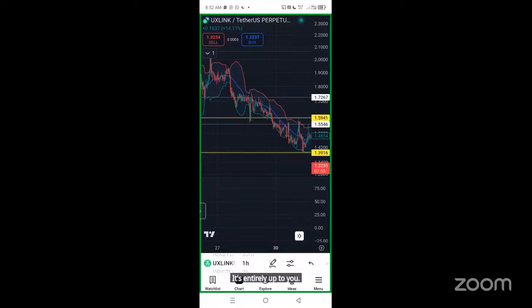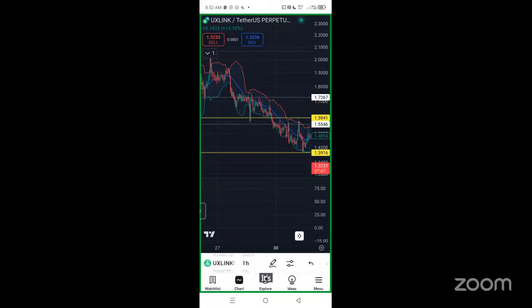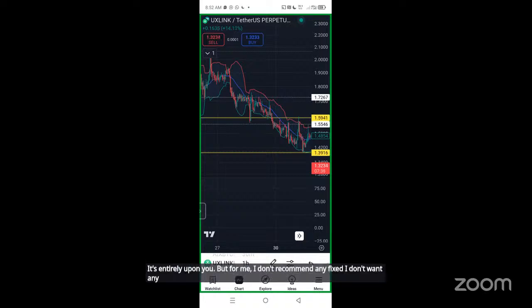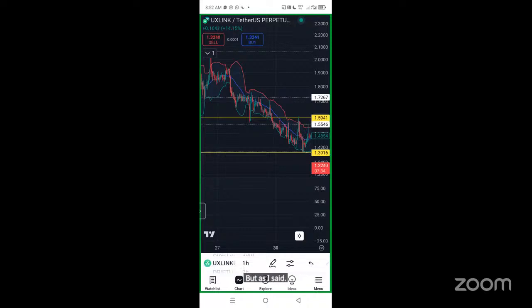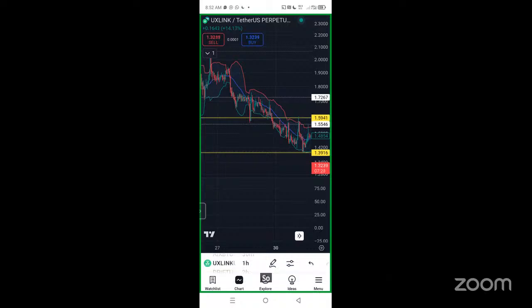If you design your strategy in such a way that you look at the market in a bigger time frame and then maybe enter in a smaller time frame, it's entirely upon you. But for me, I don't recommend any fixed time frame for analysis and entry. As I said, I can analyze in 15 minutes and make entry immediately there, because there are some coins that even in 15 minutes may be so volatile that a smaller movement gives you 2-3%. So I love trading in such markets.